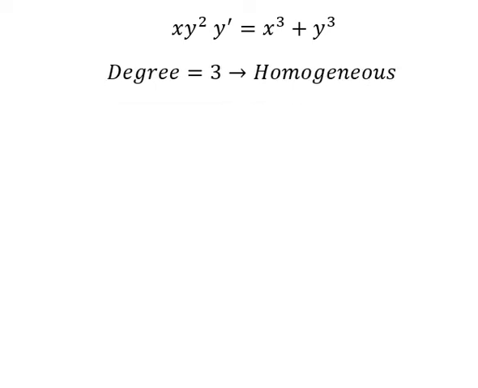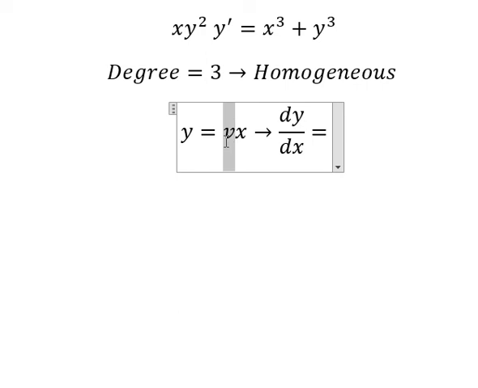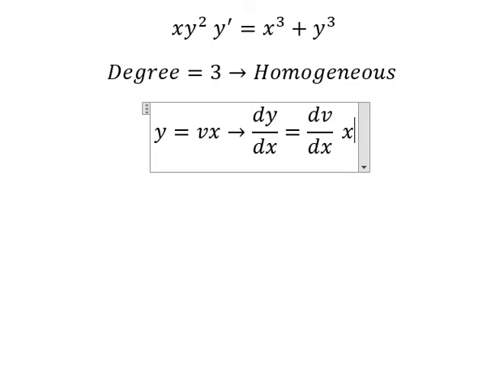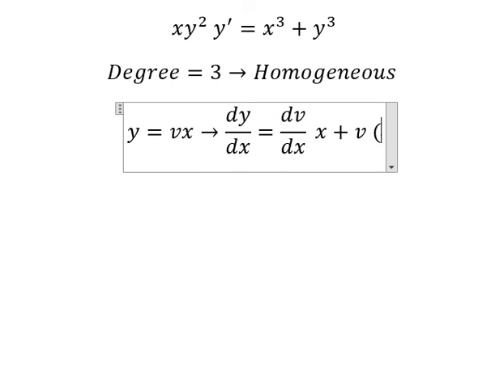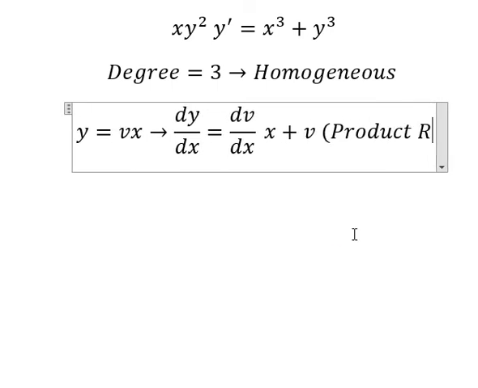So I will put y equals to vx. Later that we need to do first the derivative for both sides. This one we do first the derivative of v. We have dv over dx multiplied by x. First the derivative of x, we have number 1, so we have v. This is about the product rule of the derivative.